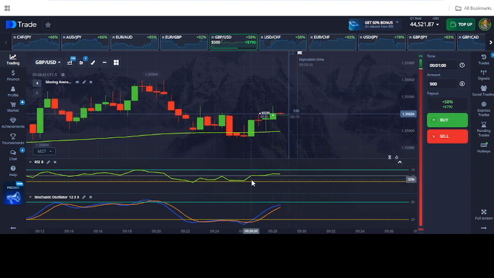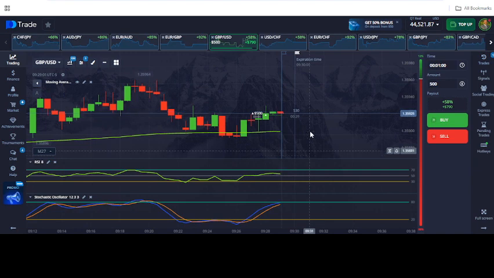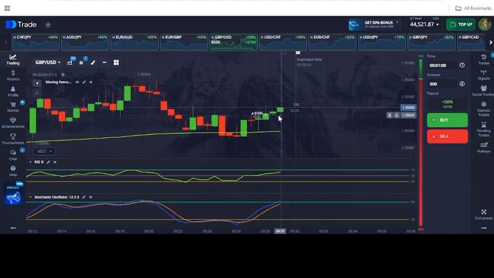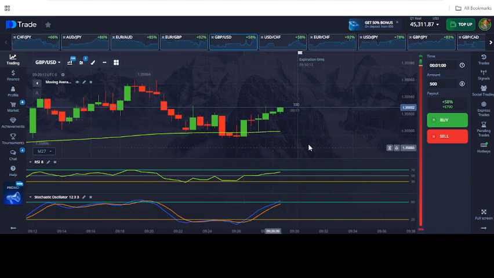Secondly, the RSI line has crossed above the 50 line here in an upward direction. And third, we have the stochastic oscillator, the blue K line crossing over the orange D line in an upward direction. So this suggests the bulls have taken over and we have a winner. We're in the money here. So let's pause the video and look for the next setup.